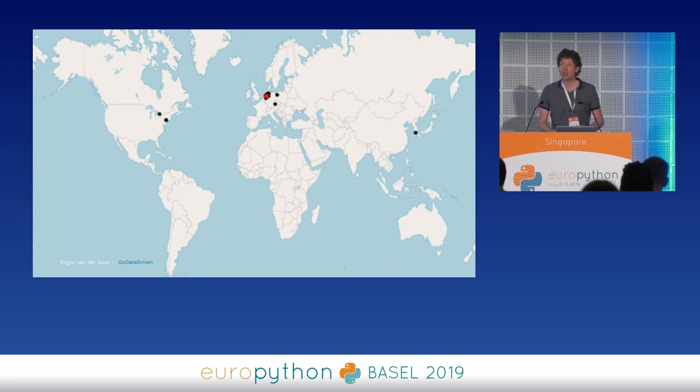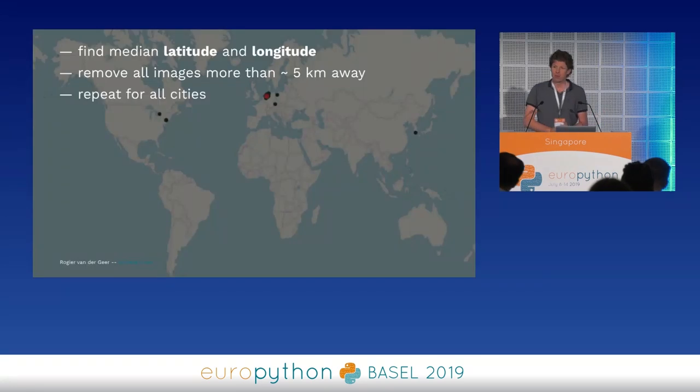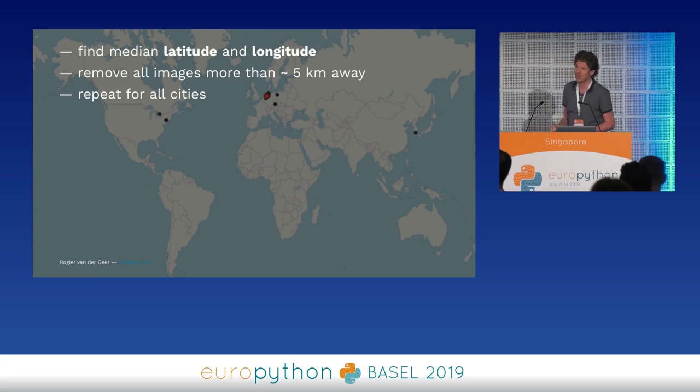What you can do is you can take all the images, take the median latitude and longitude, and now the mathematicians will cringe because, of course, these are circular values and you can't take a median of the latitude or a longitude. Well, in the end, you can just do it and it works. Then you can remove all the images that were more than 5 kilometers away, and you repeat this for all cities. Then we have a clean data set, right?